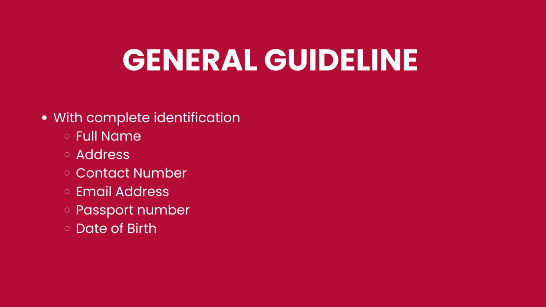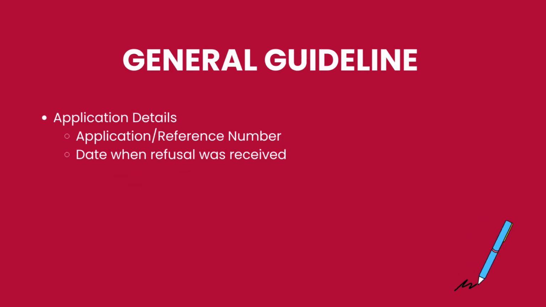This would include your full name, address, contact details, that would be your number and your email address, your passport number, date of birth, your application details, which will include the application or reference number, as well as the date when the refusal was received or the refusal was given.